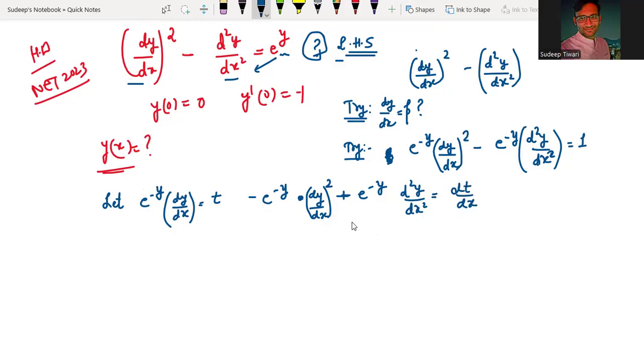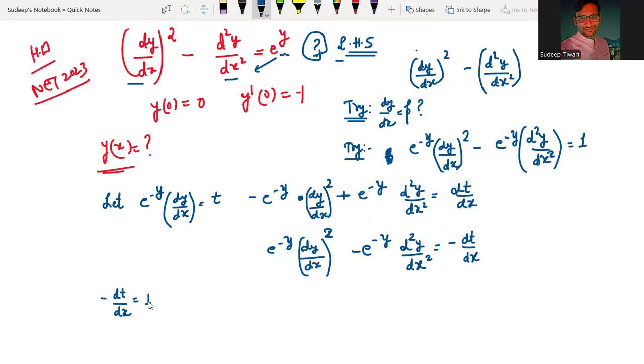Okay, so if you take a negative common, what you'll get is e raised to power minus y (dy/dx)² minus e raised to power minus y d²y upon dx² is nothing but minus dt upon dx. So your life has become easy. You can write on the left hand side minus dt upon dx is equal to 1. This is equation number 1, and how to solve it?